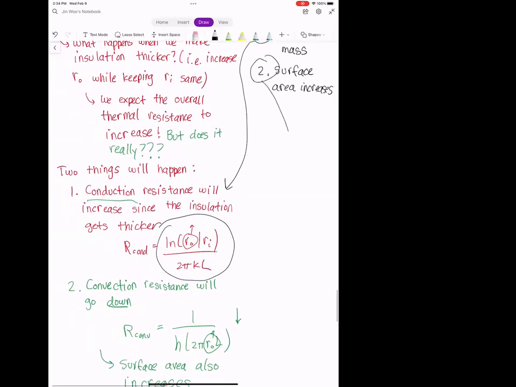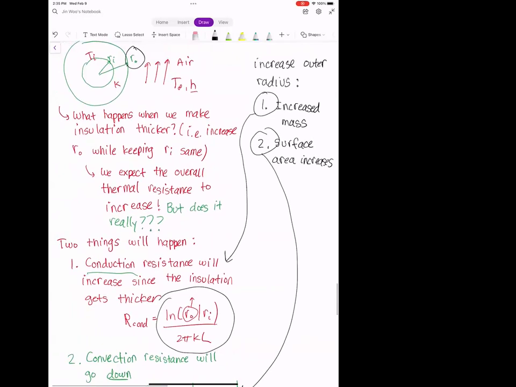But this increased surface area is actually going to have an opposite effect, where it's going to make the convection resistance go down, just because you have more surface area on the outside. Because convection is basically whenever we have a heat transfer that goes from a surface to a moving fluid. If you increase the amount of space where the fluid can contact the surface, it's going to enhance that heat transfer and thus lower the resistance.